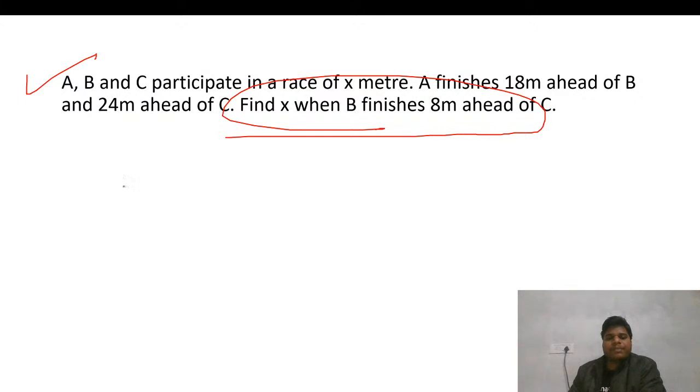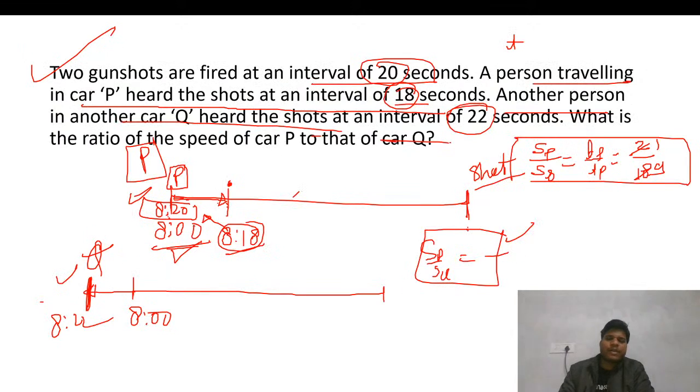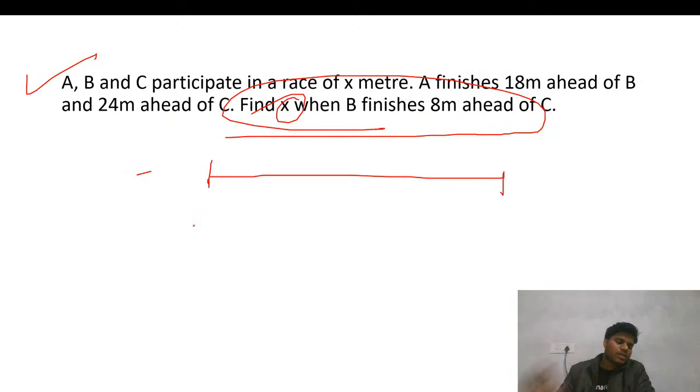ABC participate in a race of X meter. You need to find X. Just read the question. I'm giving about 1 minute because I think it has been very fast, so let's slow it down. Just read the question. This is the last question for today. The 3 questions that are left are your homework, and you must do these questions. ABC participate in a race of X meter. A finished 18 meter ahead of B and 24 ahead of C. Find X when B finishes 8 meter ahead of C.